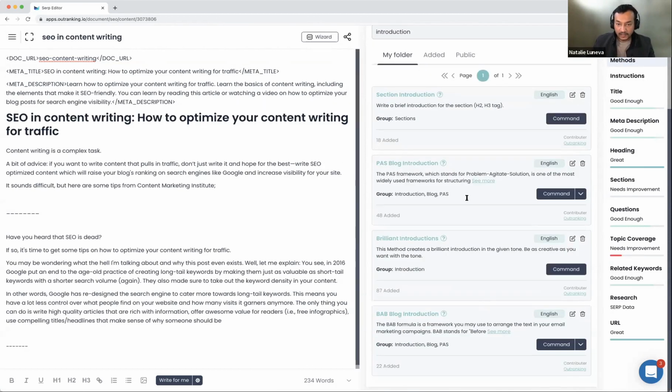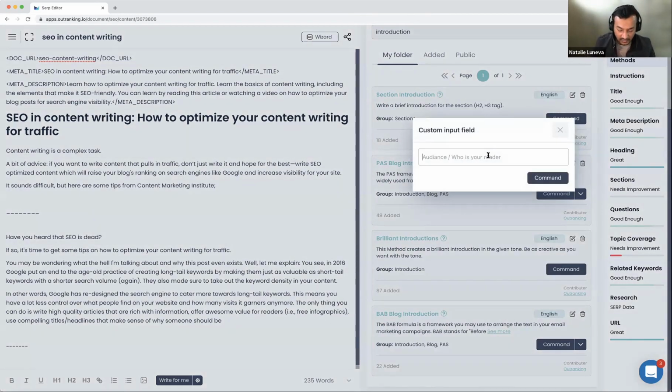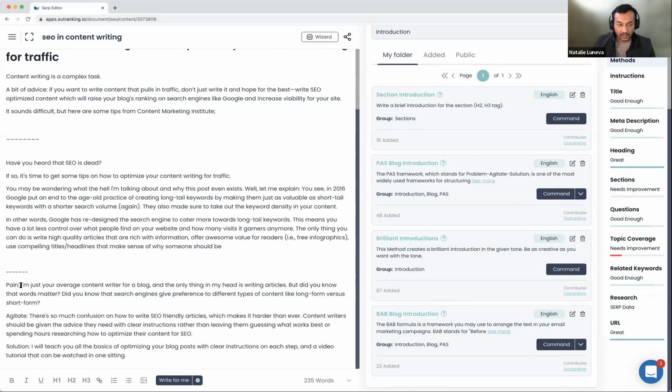Then there is PAS introduction. So problem, agitate, and solution introduction. But this is designed specifically for blog posts. Many of you must have seen this in sales copies and stuff like that. But this is the more persuasive version for the readers of blog posts. This does need an audience. So the audience is, there we go. So it wrote an introduction. And so we're still writing sarcastic. Okay, so mind that.